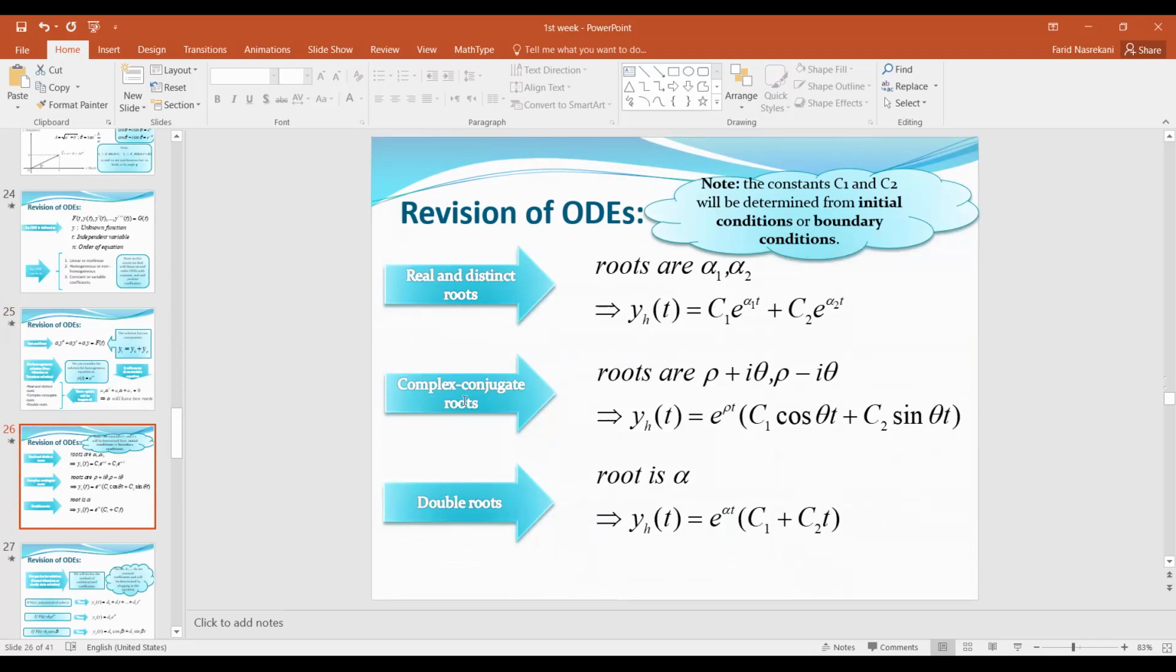The second case is when we have two complex conjugate roots. In this case, the homogeneous solution is equal to the exponential of rho t, where rho is the real part of the roots, multiplied by C1 cosine theta t plus C2 sine theta t, and theta is the imaginary part of your roots. And finally, the last case, which is the double roots, we have a double root of alpha in your characteristic equation. So the homogeneous solution is equal to the exponential alpha t multiplied by C1 plus C2 times t. So these are three different types of the homogeneous solutions.